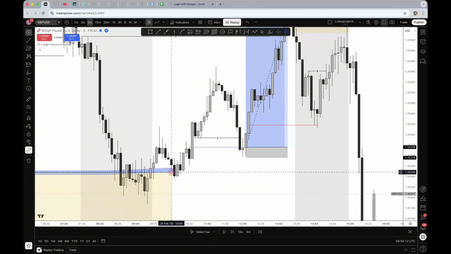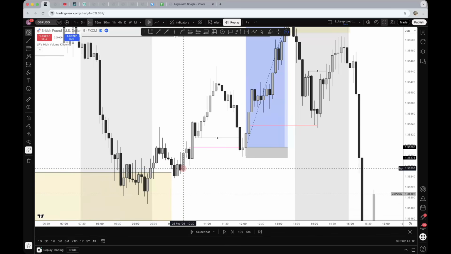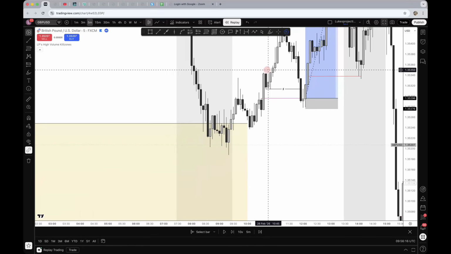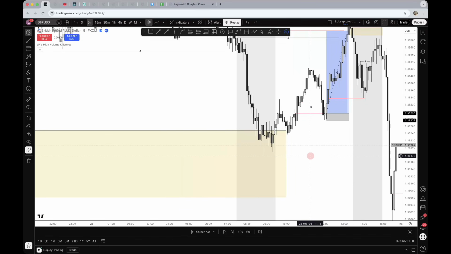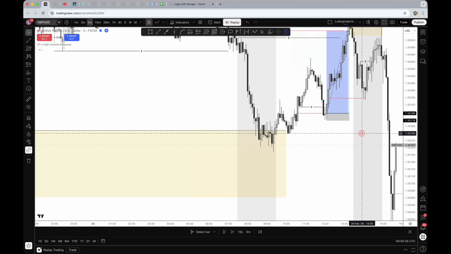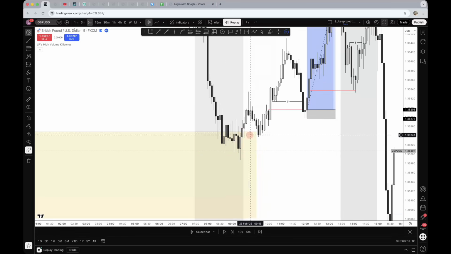Now, if we jump down to the 15 or the 5, we can start keeping an eye on reactions. As you can tell from this video, we're not entering off of the first tap because that is quite an objective approach. I like being subjective. I like waiting for reactions, confirmations, and reason for price to change character. Now, if we sat on the 5 minute, we can see that price starts to slow down during the process of reacting from that POI.